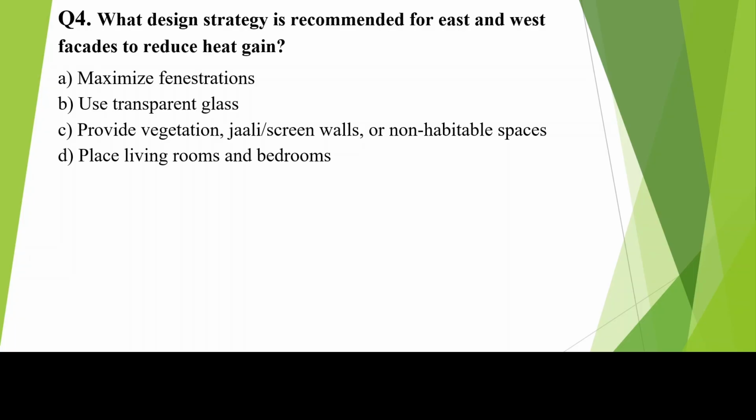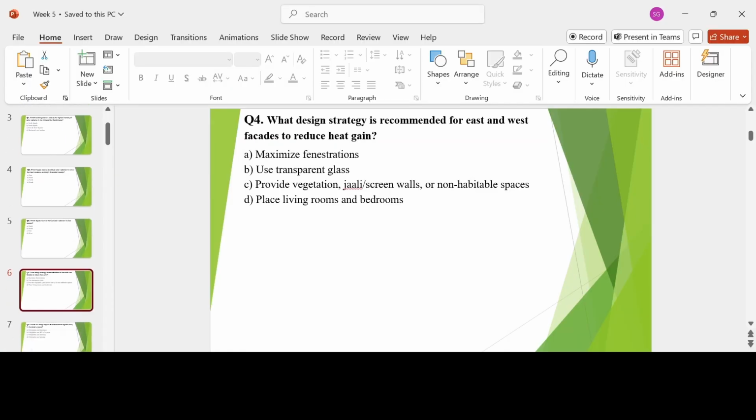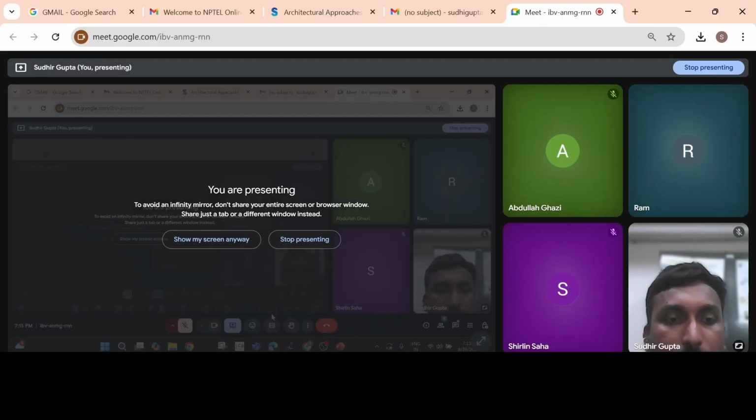So all these things were discussed in the week 5 lecture 1, where the important strategies for reducing the heat gain by the building facade in the east and west directions were discussed. So you can recall that and, based on that, answer question number 4. I hope you have got the question clearly and you will be able to answer it as well.